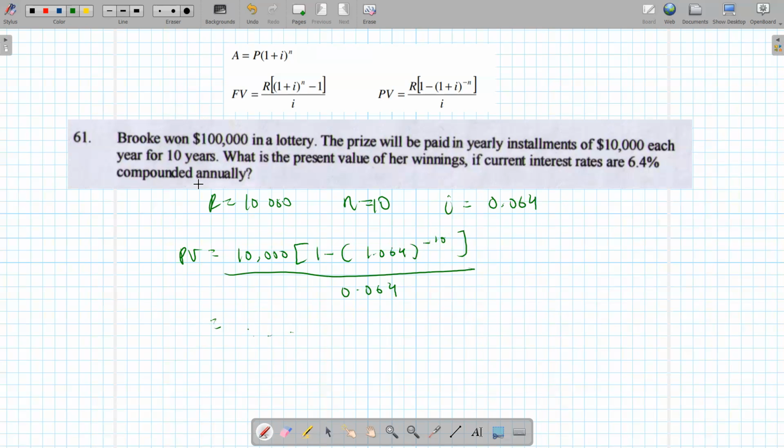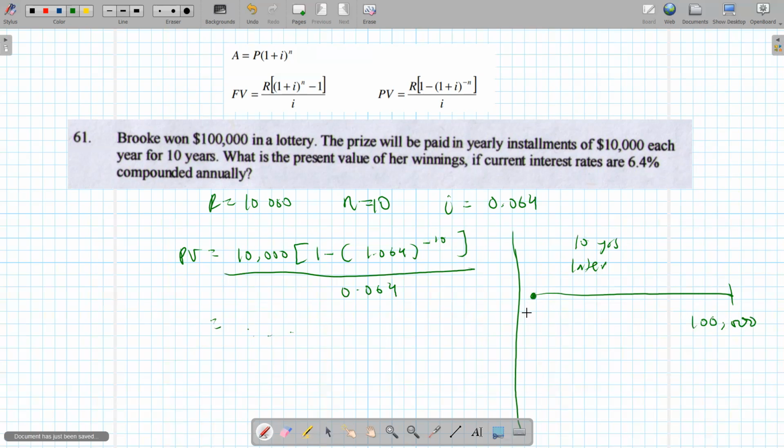Okay, what makes you think that? Think about it this way, okay? How much did you actually earn over the course of 10 years? 100,000. So 10 years later, you got exactly 100,000, okay? So today, is that money going to be worth more or less?